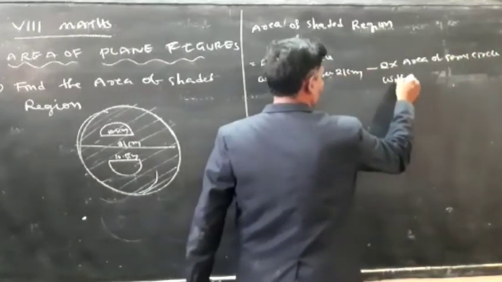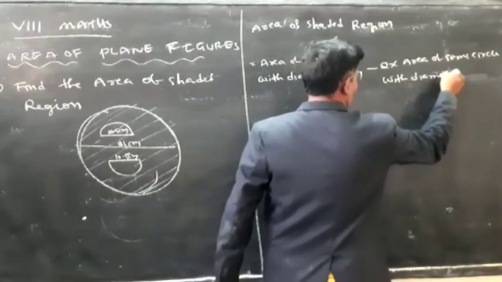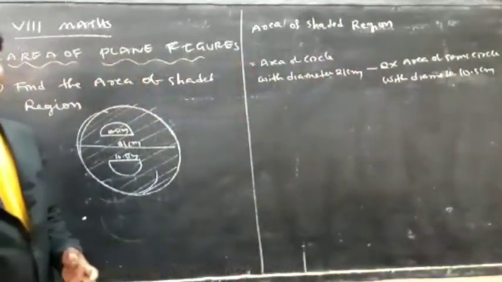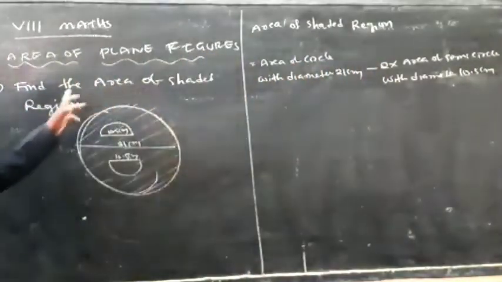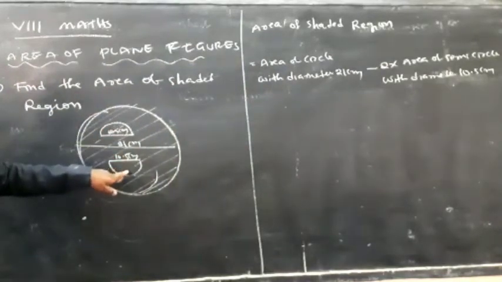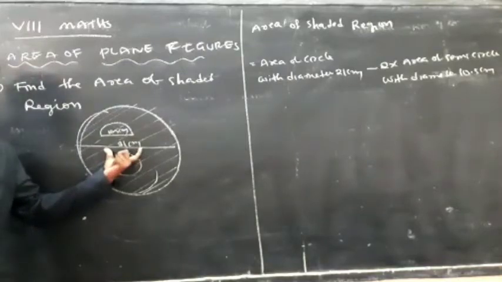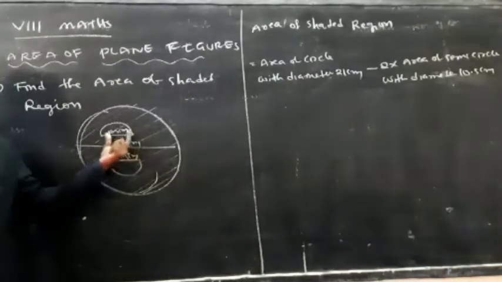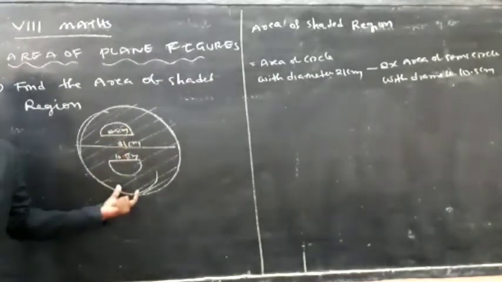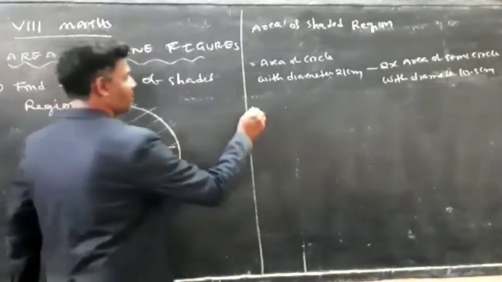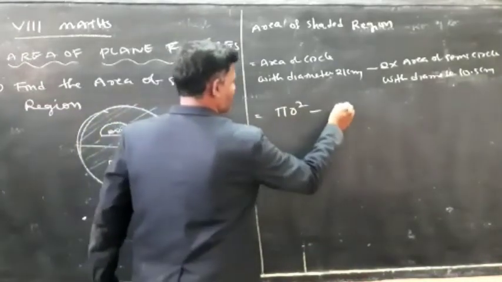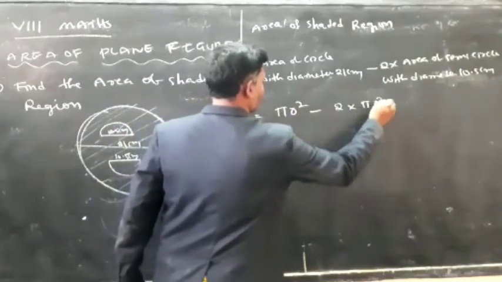with diameter 10.5 centimeters. To find the area of the shaded region from the larger circle, you have to remove the area of the semicircle and also the area of the semicircle. What is the diameter of the larger circle? 21 centimeters. Then the diameter of the smaller circles is 10.5 and also 10.5 centimeters. Then what is the area here? Pi r square minus 2 into pi r square by 2.